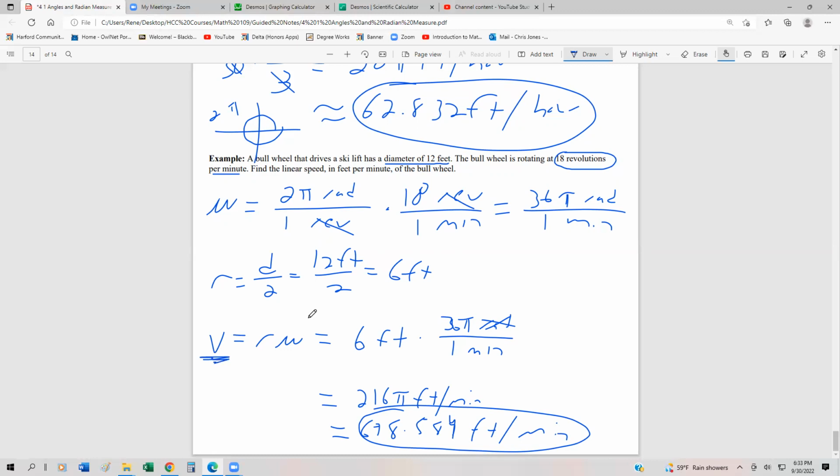All right. And most of the time in real life, linear velocity is going to be a little more important to us because that tells us how quickly something is moving in a circular motion. Okay. We can think of lots of things that move in a circular motion. Like we said, the bull wheel that drives a lift, car wheels, carousels, all kinds of things have these models of circular motion. Okay. So that's everything for our introduction to trigonometry.